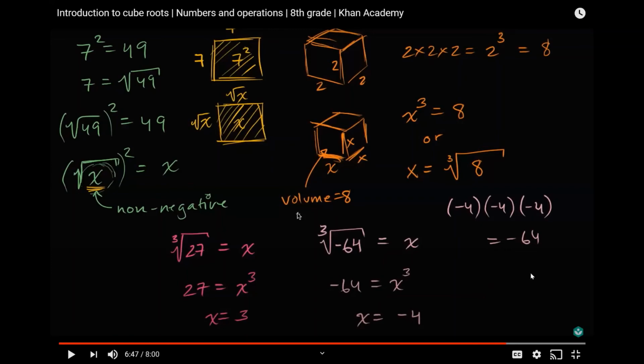Then when you come down here, the cube root of 27 is 3 because 3 times 3 is 9. Then 9 times 3 is 27.